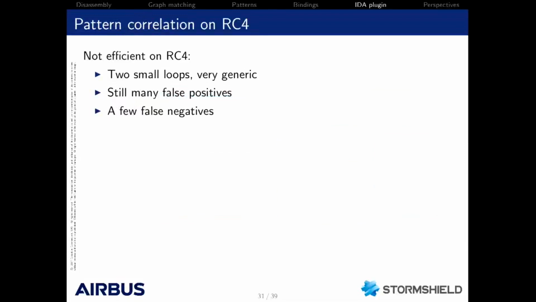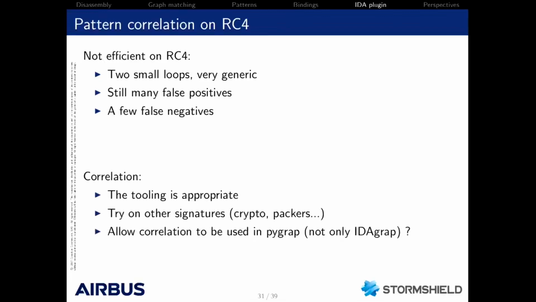For RC4, the matches are not efficient because the loops are very small and very generic. So we still have many false positives, but we have few false negatives, which is cool. So the tooling is appropriate, and maybe we can try to create other signatures for other cryptographic algorithms, packers, and so on. And maybe we can put the filtering techniques in pGRAP, because it's only in IDA GRAP.